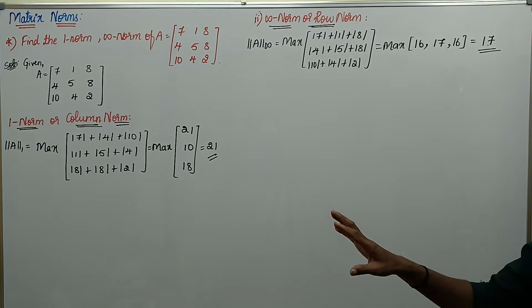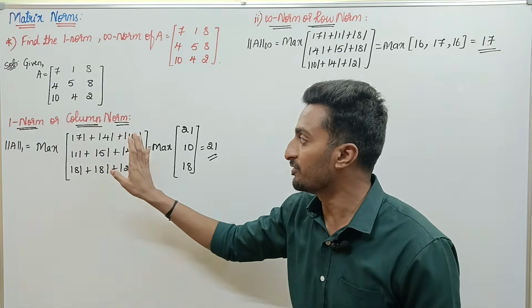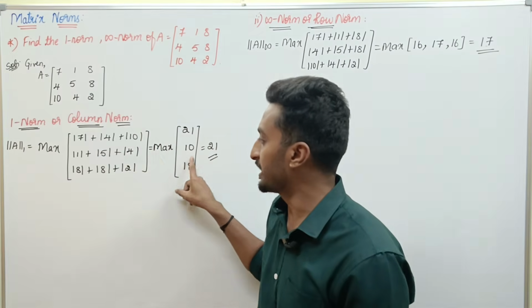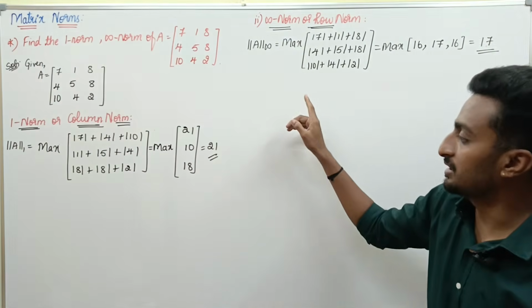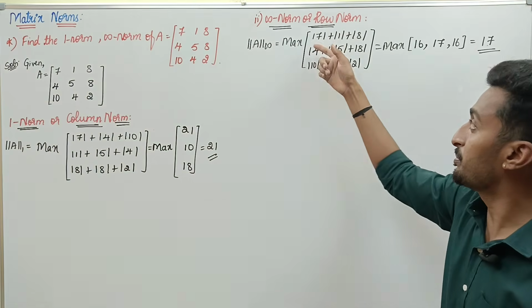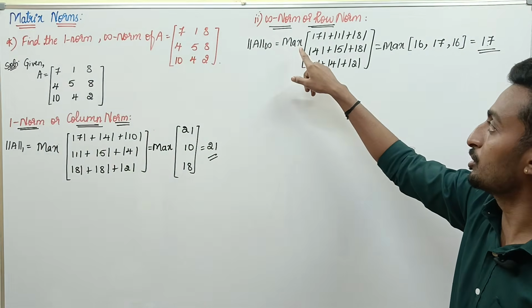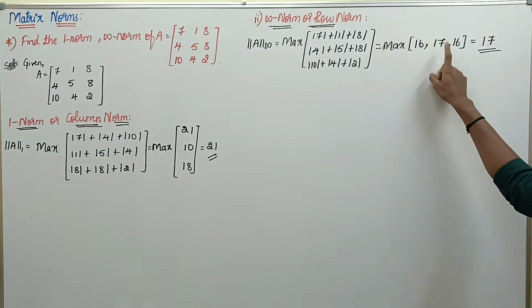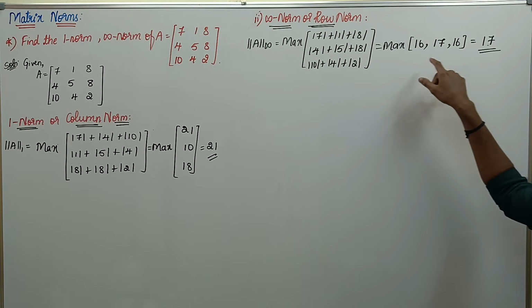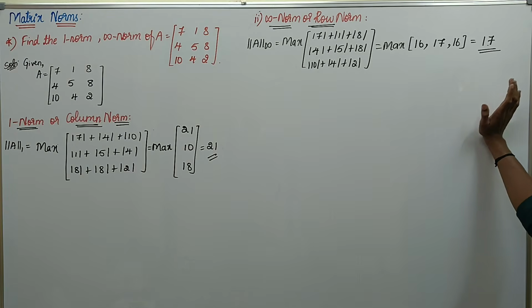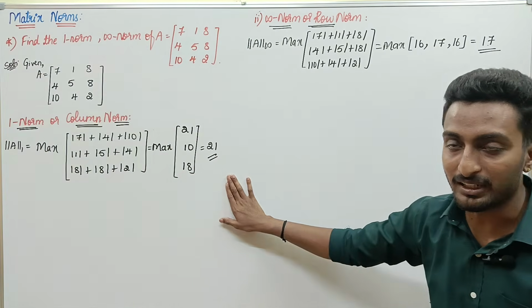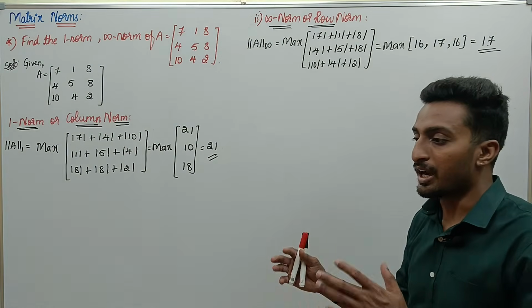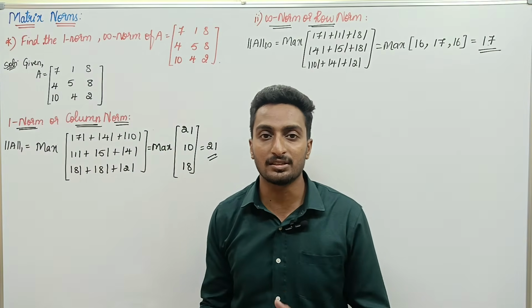Of one norm and infinity norm. In one norm, you are supposed to add column wise, that is modulus 7, 4, 10, you get 21, and 1, 5, 4, you get 10, 8, 8 plus 2, you get 18. Next, infinity norm, the row norm. Norm A infinity is equal to maximum of 7 plus 1 plus 8, you get 16, 4 plus 5 plus 8, you get 17, 10 plus 4 plus 2, you get 16. Which is maximum? That is 17. In column norm, you get 21 as the maximum number, and in row norm you get 17 as the maximum number. I hope you have understood the matrix norm of the given matrix A.